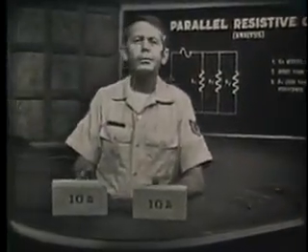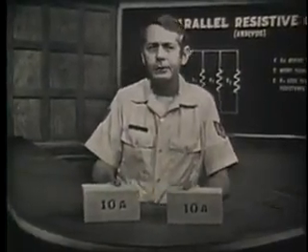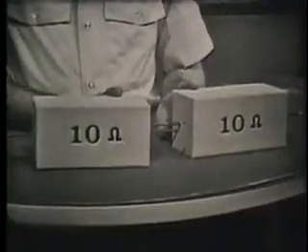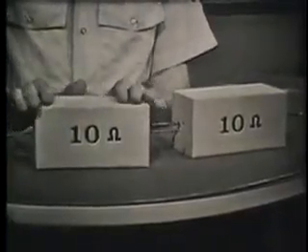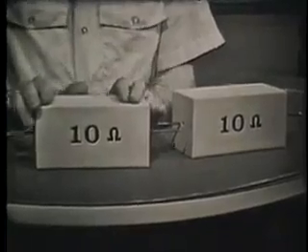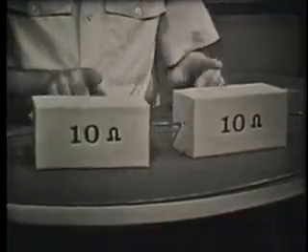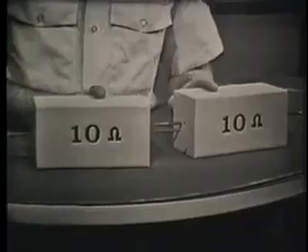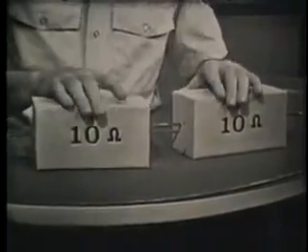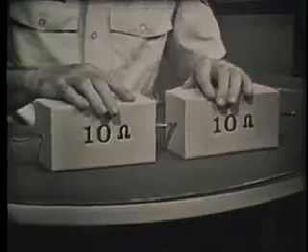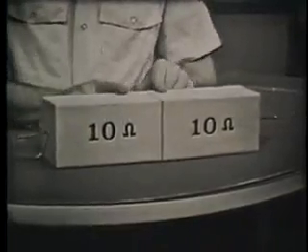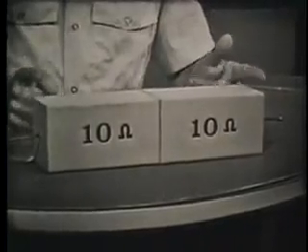Suppose that these two blocks are carbon resistors. In the lesson on resistors, we learned that the resistance of a particular material is directly proportional to the length. Now, suppose that each block represents 10 ohms of resistance. If I connect the two resistors together, like this, we increase the length. Therefore, we increase the resistance. If we double length, we double resistance.